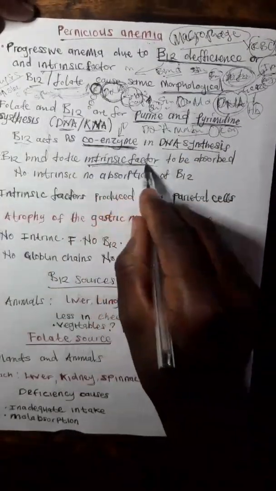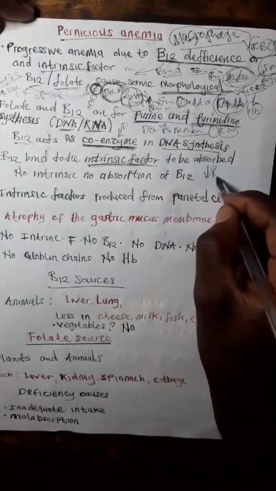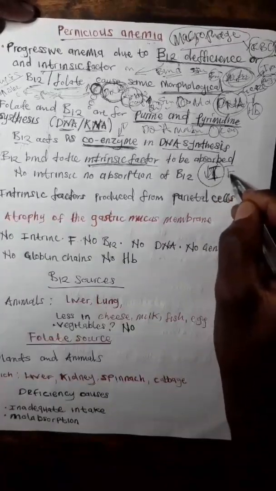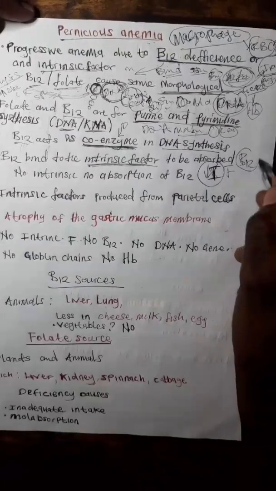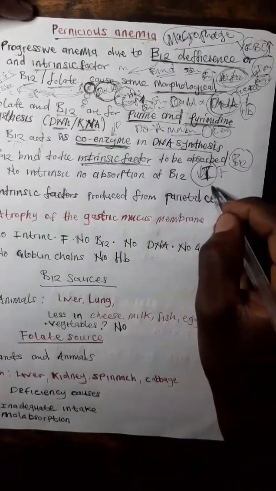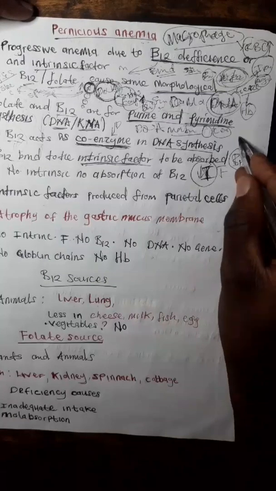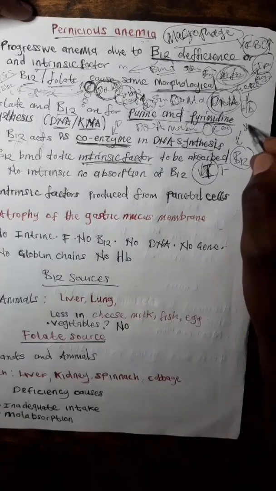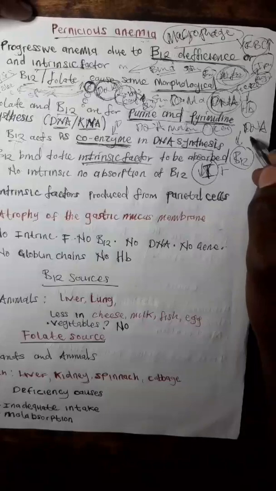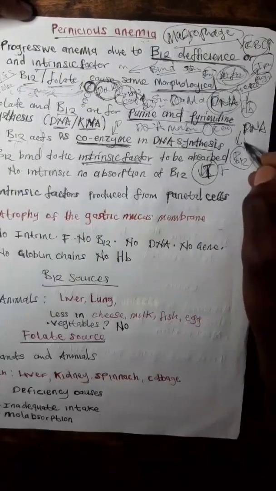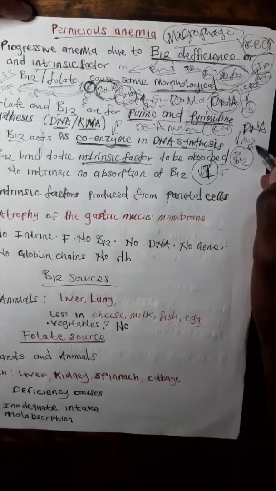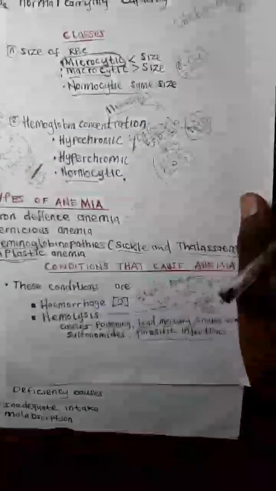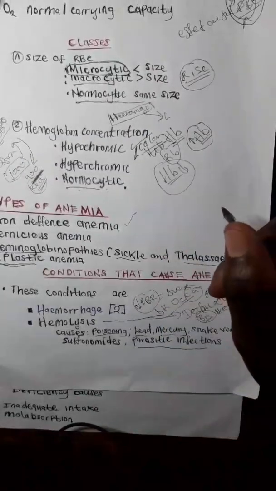So when these intrinsic factors are not enough, or where there is a deficiency of the intrinsic factor, it means that B12 will have difficulties in being absorbed. As B12 has difficulties in being absorbed, it means no methylation of the DNA. Since there is no methylation of the DNA, there is pernicious anemia. So when we consider this classification, where can we classify pernicious anemia?